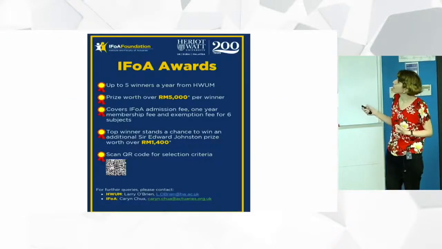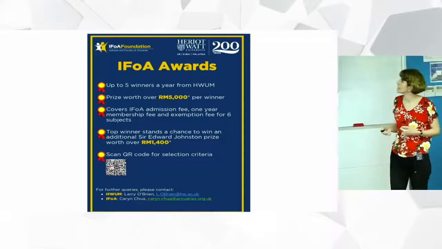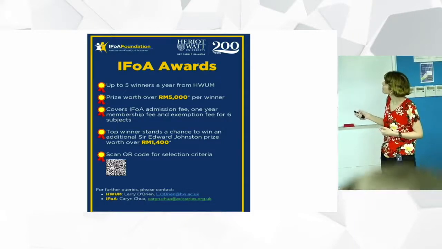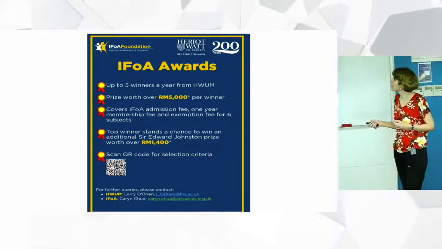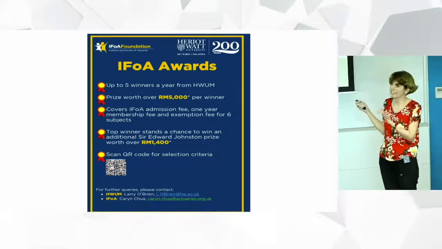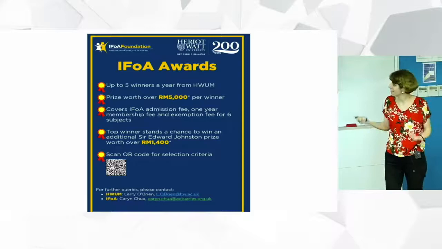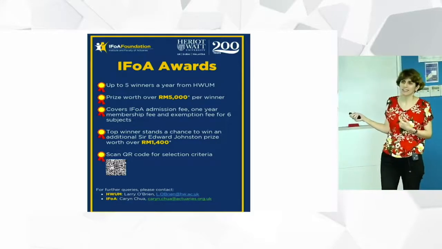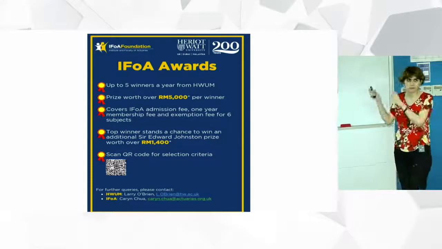And also we have IFoA awards, up to 5 winners a year from Heriot-Watt University in Malaysia. And on top of that, they can also win the Sir Edward Johnston Prize, worth over 1,400. And here we have a QR code. I don't know whether it works or not, but then you can get some idea about selection criteria. And if you need more information, you are more than welcome to contact my colleagues, Larry O'Brien, and Karin Chua from IFoA. We can take a photo, whatever you like.